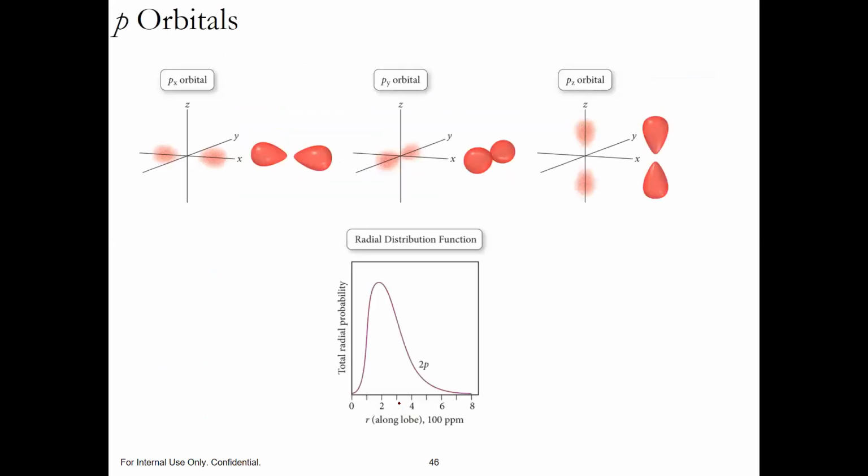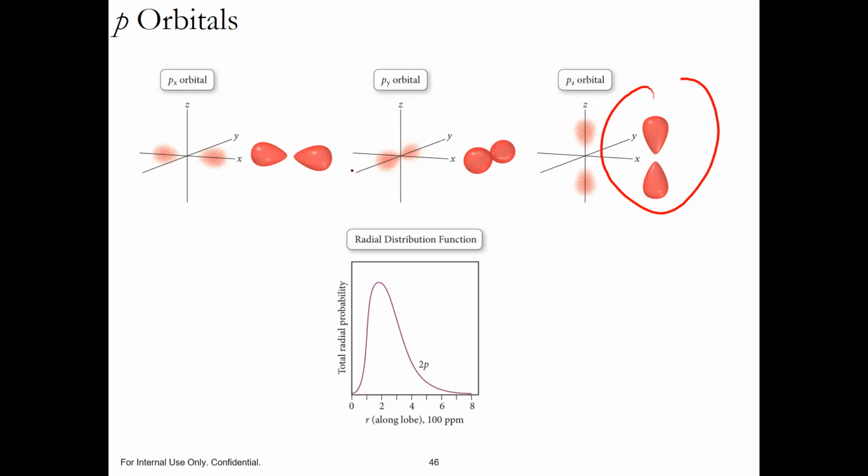And what is the shape of these p orbitals? Mathematically, this is the shape. There's 3 of them. Px, Py, Pz. Why do we call them Px, Py, Pz? Because they're along the x-axis, y-axis, and z-axis. So there's 3 p orbitals. But in real life, we just separate them.